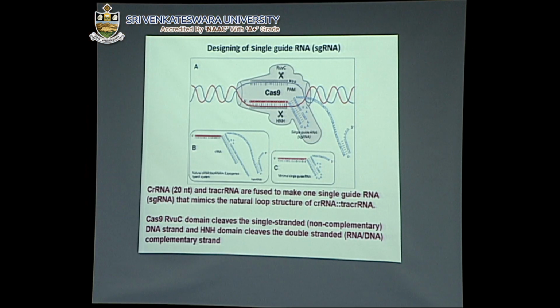On the top we have a picture wherein the complex of Cas9 and the single guide RNA recognizes and base pairs with the DNA molecule which has to be subjected to double-stranded cleavage, and once this happens, two nuclease activities, called RuvC on top and HNH at the bottom, will be able to make a double-stranded DNA cleavage. Once the double-stranded DNA cleavage happens, you will be able to facilitate repair mechanisms.